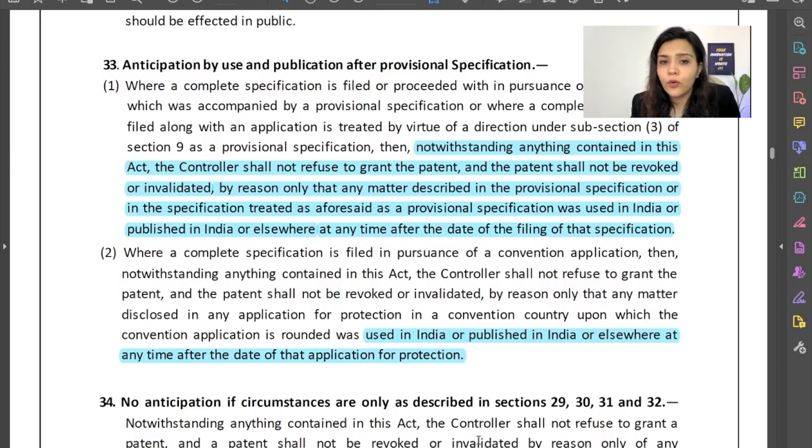Then for this, we have the important thing that we can read. Notwithstanding anything contained in this Act, the controller shall not refuse to grant a patent, and the patent shall not be revoked or invalidated by reason only that any matter described in provisional specification or in the specification treated as aforesaid as provisional specification was used in India or published in India or elsewhere anytime after date of filing of the specification. So if your invention is used or published after date of filing of provisional specification, that is okay. In that case, your invention would be considered as novel and it would not be considered as anticipated.